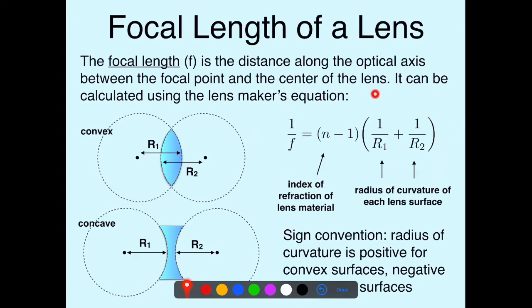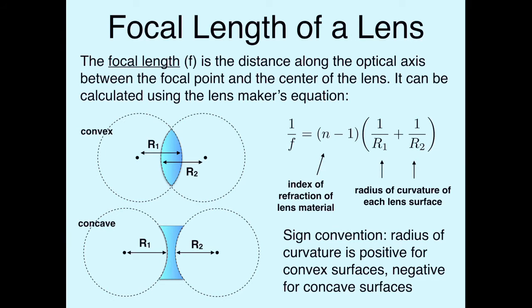Okay, this says 1 over f, that's 1 over the focal length, is equal to n minus 1, where n is the index of refraction of the lens material. Again, typically this is going to be glass. And then we have 1 over R1 plus 1 over R2. So R1 and R2 are the radius of curvature of each lens surface.